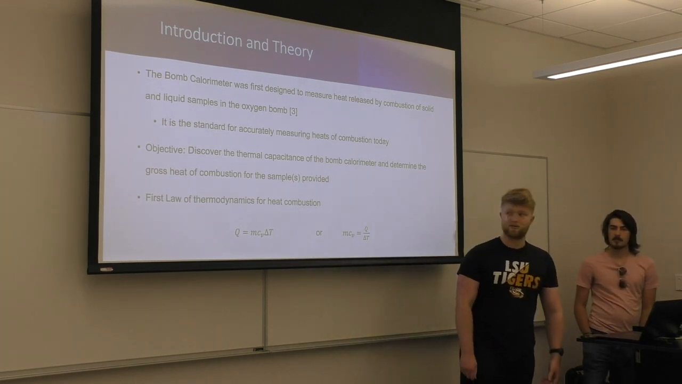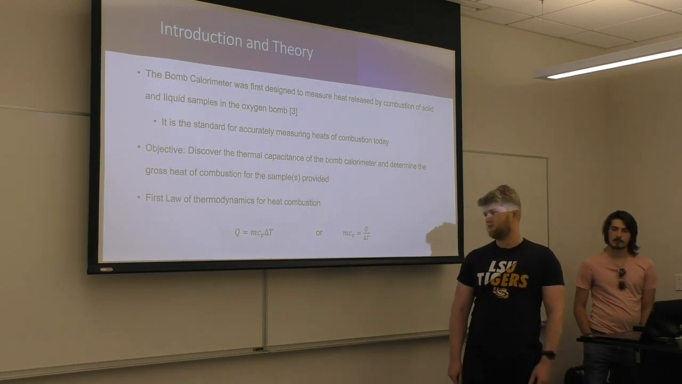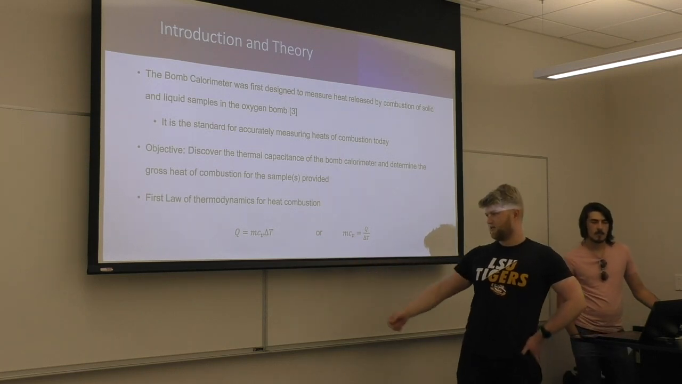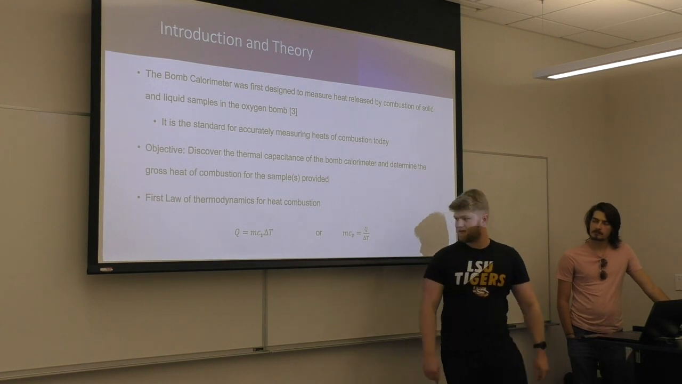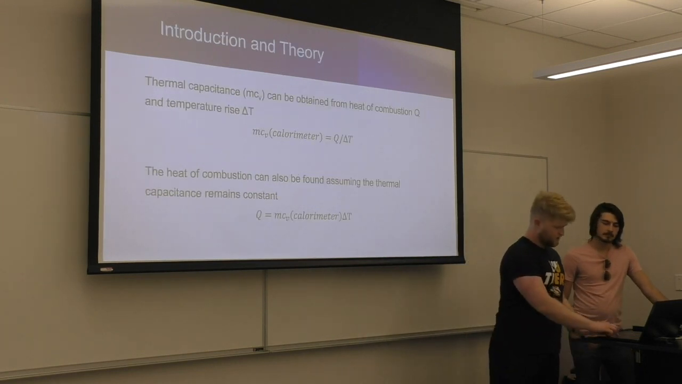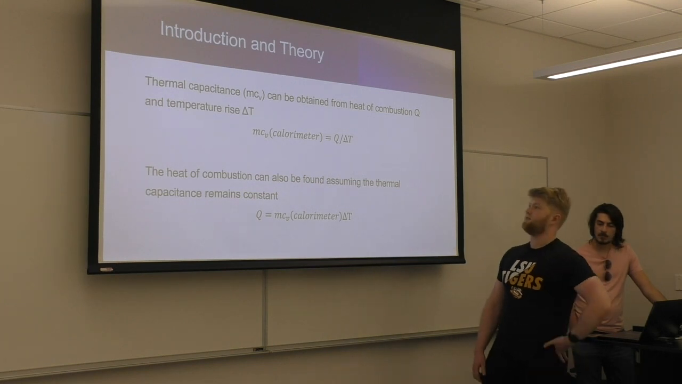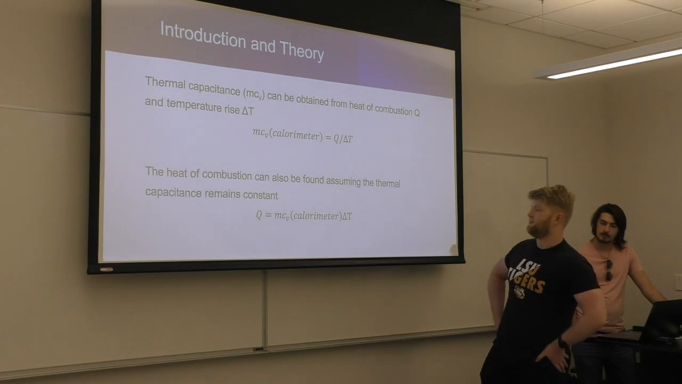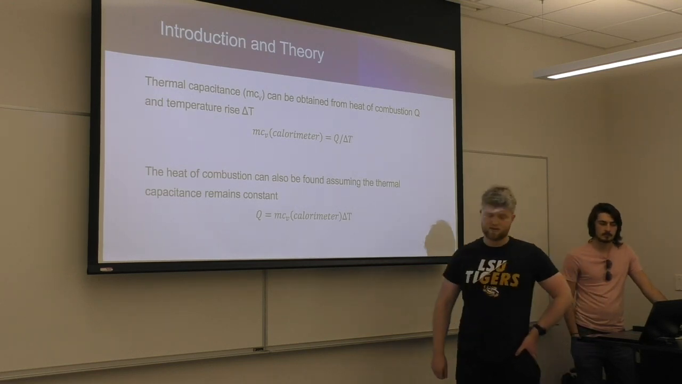It also uses the first law of thermodynamics to do this. Q, the heat of combustion, is equal to the mass times the specific heat times the change in temperature, or you can rearrange it right here. The thermal capacitance for the bomb calorimeter is the mass of it times its specific heat. Again, it can be rearranged here for the heat of combustion.